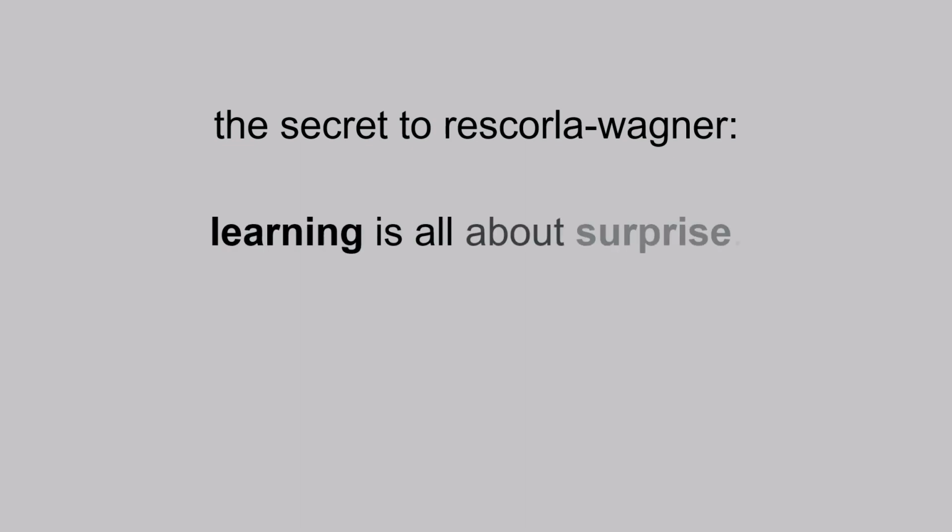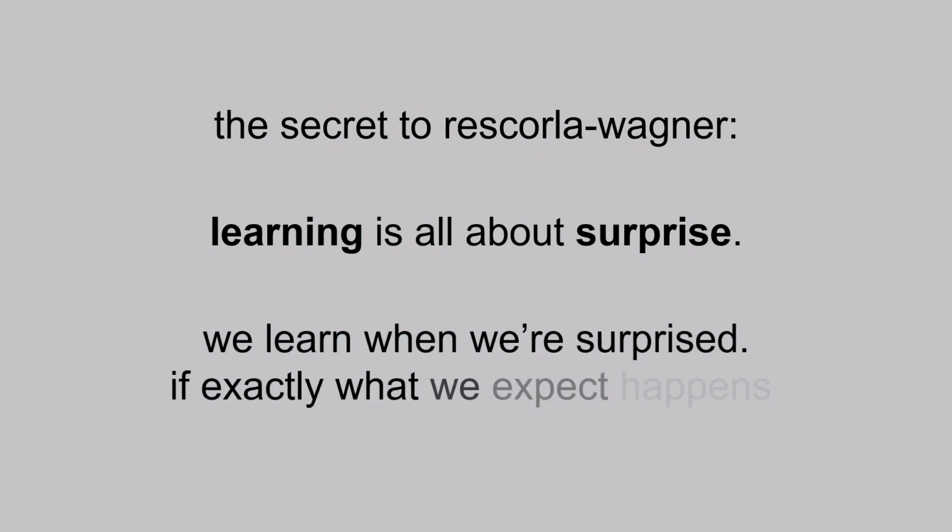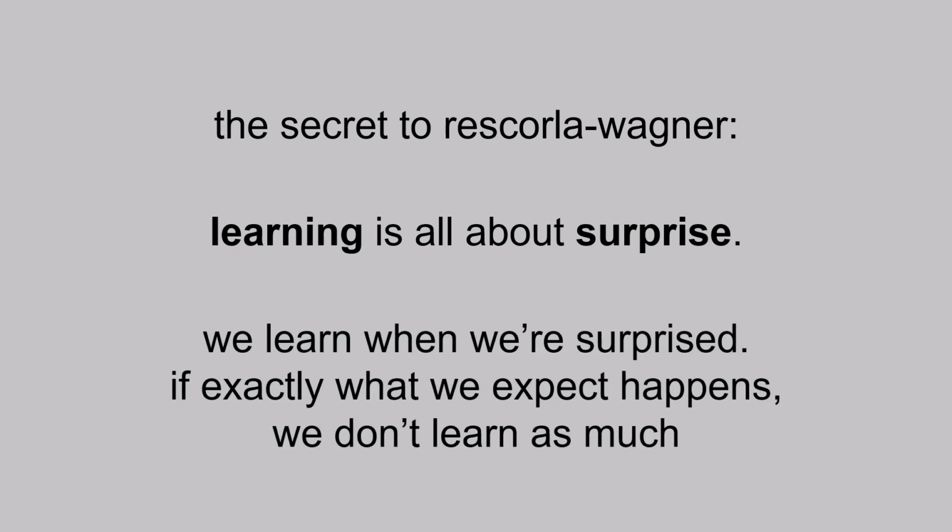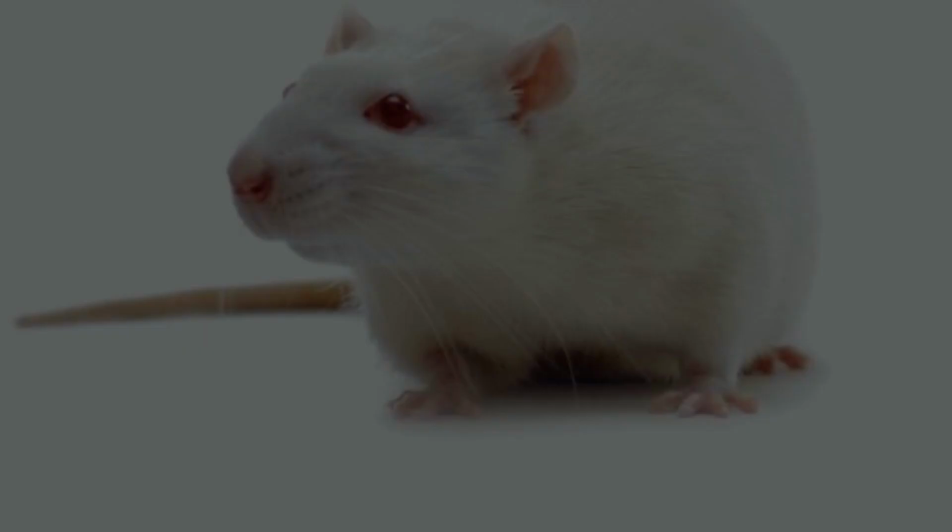But first, I want to tell you about the secret to the Rescorla Wagner model, which is that learning is all about surprise. In other words, when we learn something, we're surprised by it. But if what happens is exactly what we expect, then we don't necessarily learn as much. So we need that surprise in order to learn stuff.